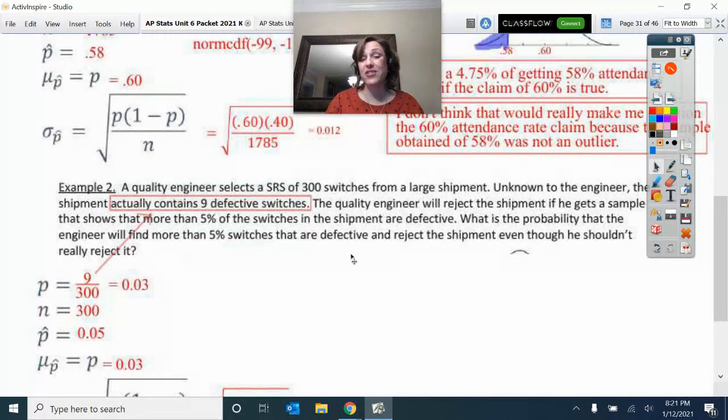What happens if he gets one of those samples that's more than 5% defective and rejects that shipment, even though we know for a fact it only has a 3% defective rate?